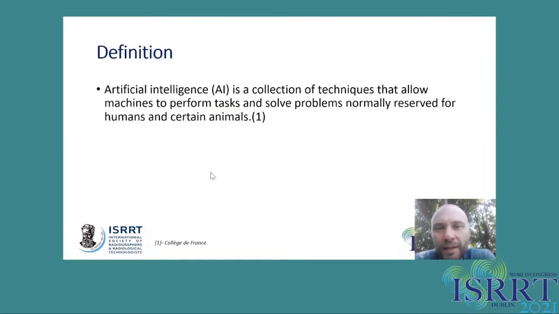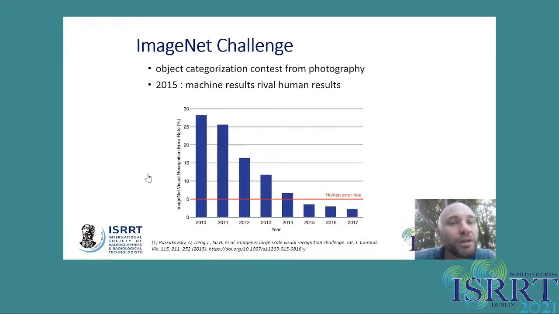AI is a collection of techniques that allow machines to perform tasks and solve problems normally reserved for humans and some animals. Therefore, this is an overused term that deviates from the true notion of intelligence. The ImageNet challenge is a competition to classify objects by machines using a database of annotated photographs. There is a clear and continuous improvement. From the year 2015, AI makes fewer errors than the average human.